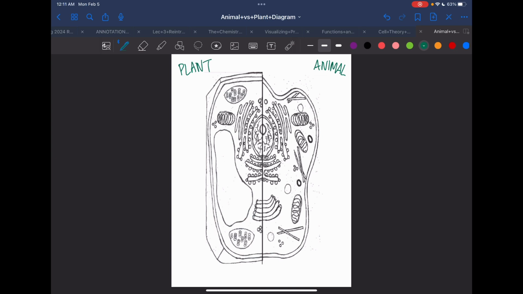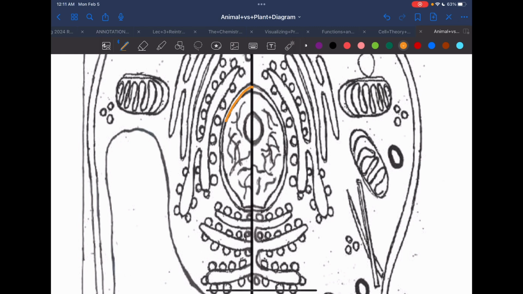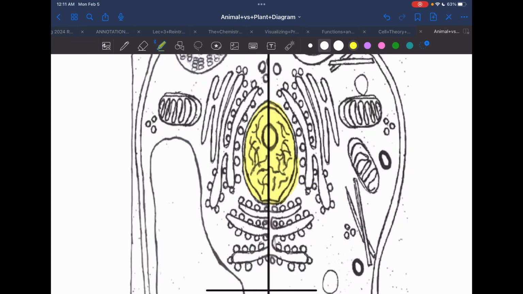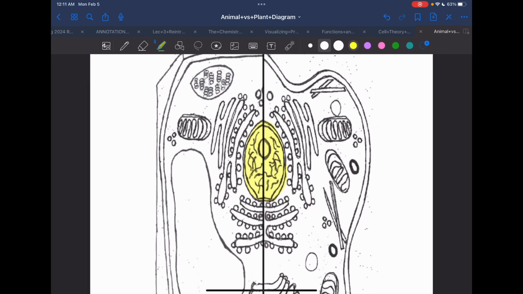So let's start with the nucleus. So the nucleus is going to be on the center of both of them, right? So I'm going to try my best to color code. You can use the same colors if you want, or you can use something completely different. I don't really care. It's up to you, right? But the nucleus is going to be this thing right here. Maybe actually I'm going to use the highlighter option. It's going to be this one right here, right? And again, it's in the middle of both the plant and the animal cell. That means that both of them have the nucleus, right?